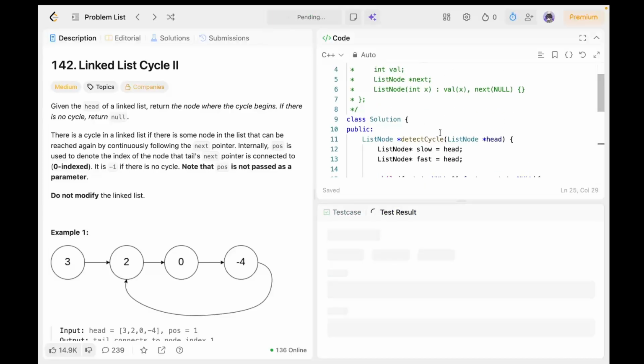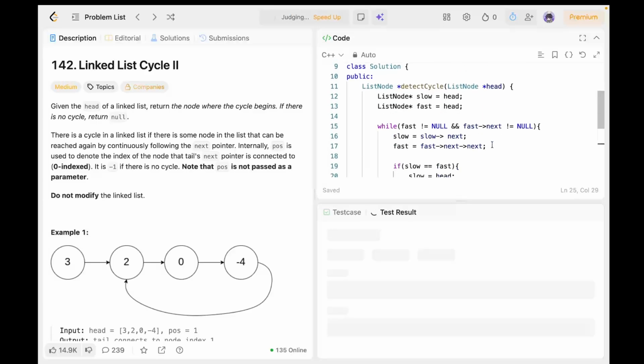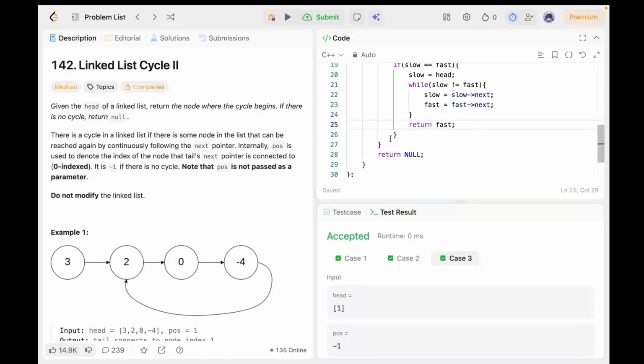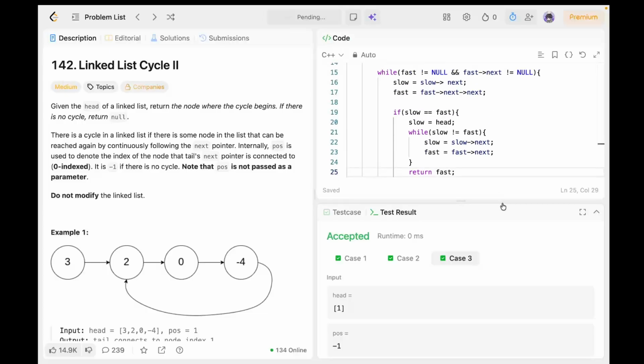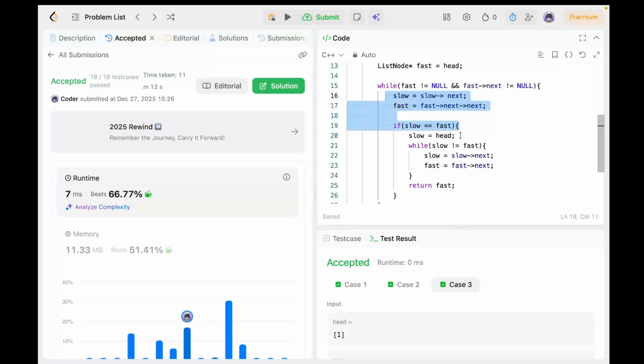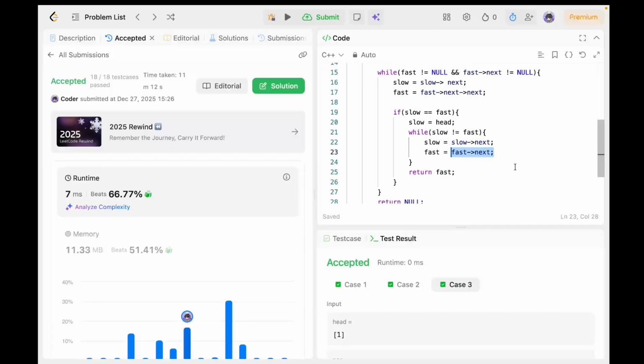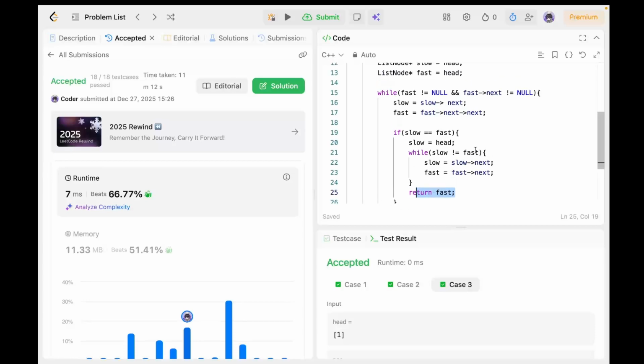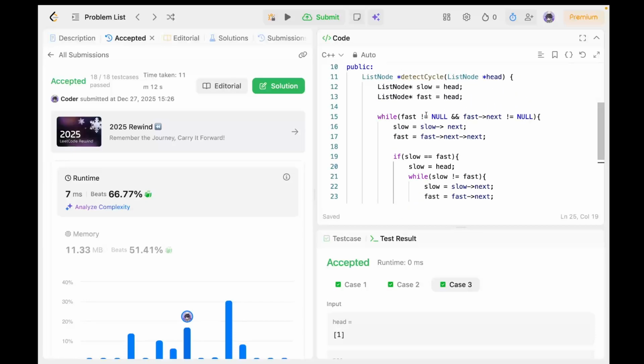So let's run it and check whether it's working or not. Okay. So basically what we did now, first we check if there's a cycle or not. If there's a cycle, then we assign our slow to head again, then start traversing. But this time, we are moving slow by one and the fast by one. So if they are meeting at some node again, it means it's the starting node. In that case, you can simply return slow or fast, it's up to you. So it's perfectly running. So let's move to the Java solution.